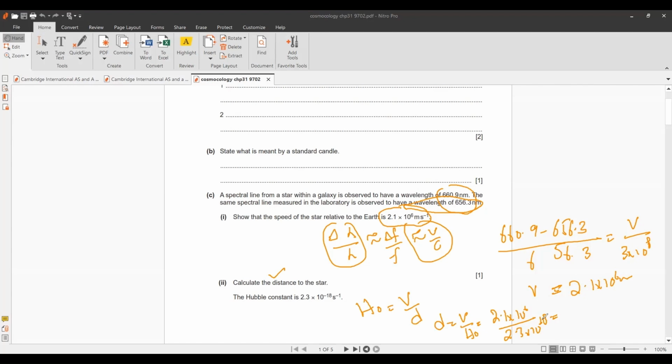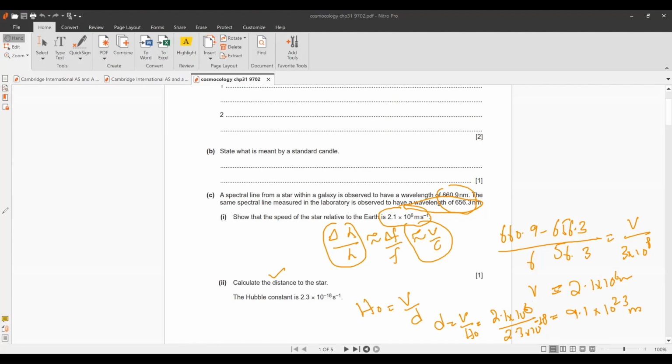Get the value? 9.1 times 10 power 23 meters.